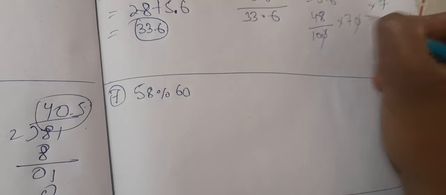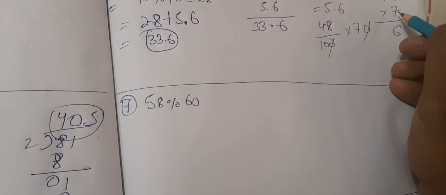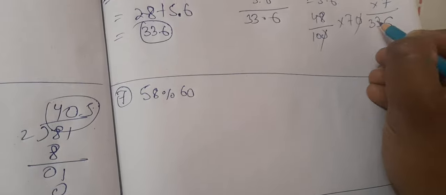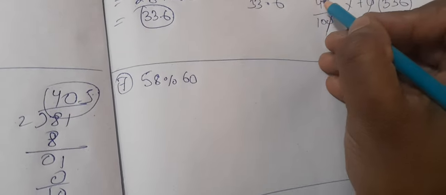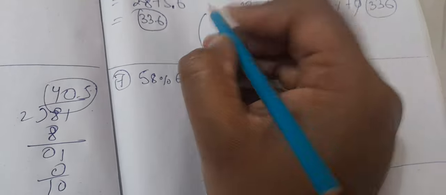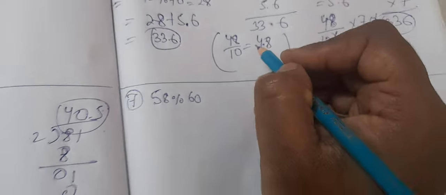4.8 into 7, it's 33.6. If any number is divided by 10, we can also represent that number in decimal form. Suppose 48 by 100 divided by 10, we can also represent that number in decimal form. See this, both outputs come the same.